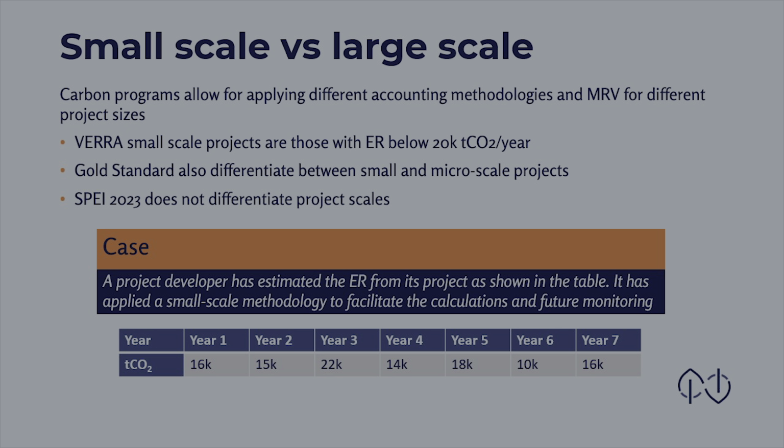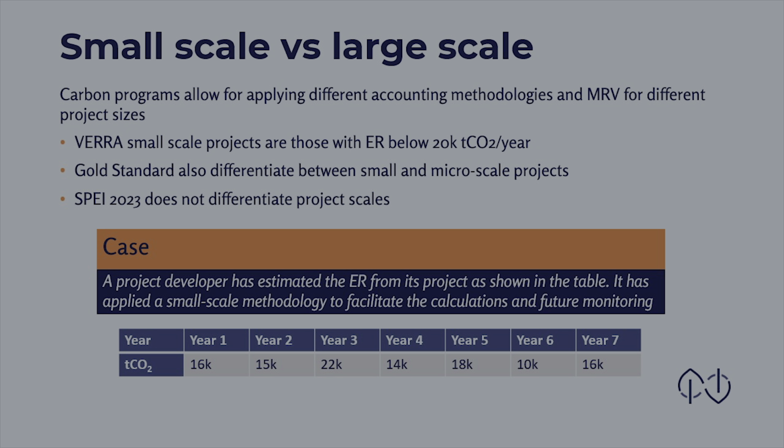Project developer, like this here, who calculates the emission reductions based on the project for 7 years. That's the typical length of a crediting period. And for Verra, up to 20,000 tons per year, and gets 16,000 tons, 14, 18, 10, 16, right?